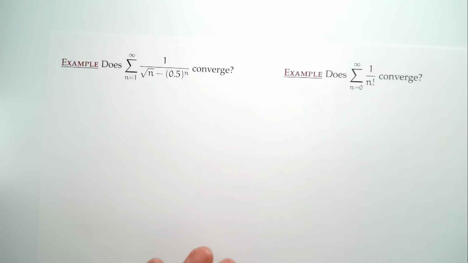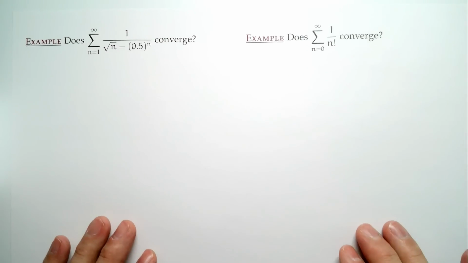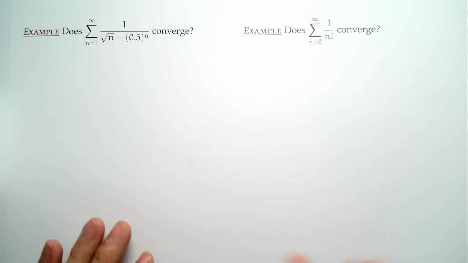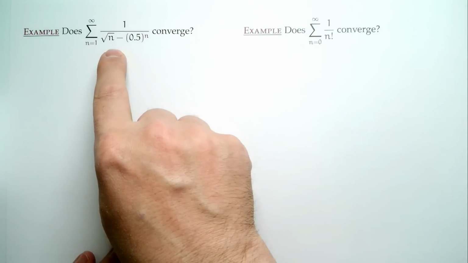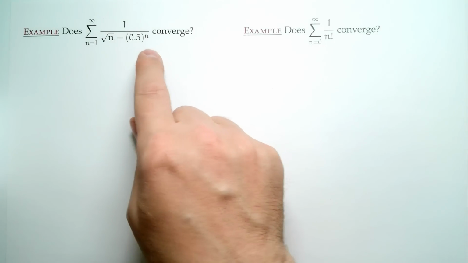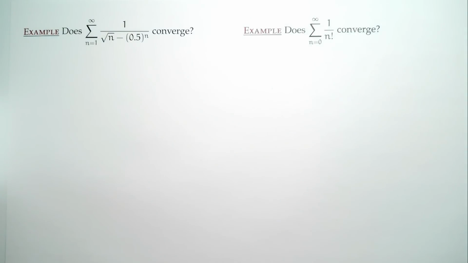So, next one. Does the sum from 1 to infinity of 1 over root n minus 0.5 to the n converge? All right. So, now we have this sum.